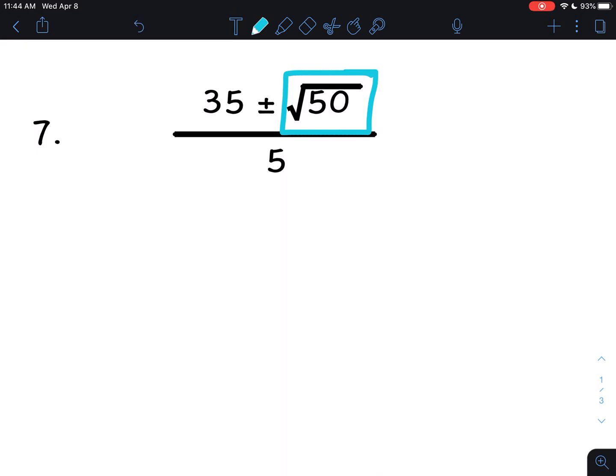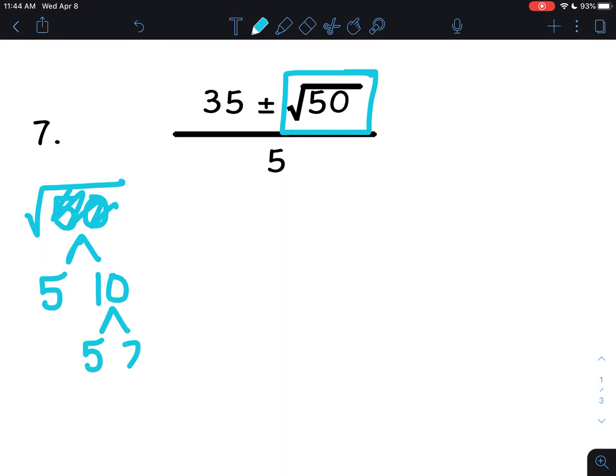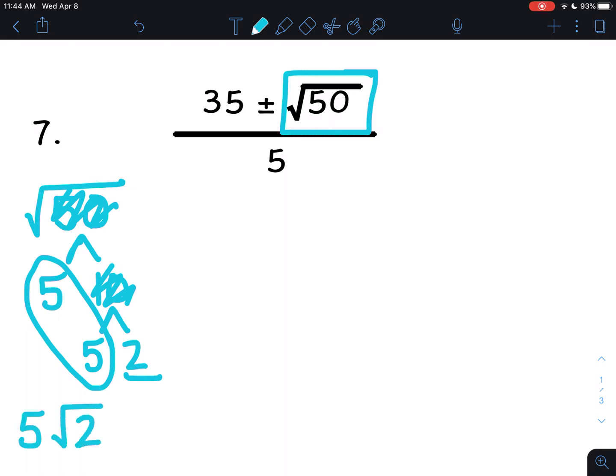Step 1, plug that in your calculator. Square root of 50 is not going to give you a whole number, so you need to simplify. 50 is divisible by 5 and 10. 5 times 10 is 50. 5 is prime. 5 times 2 is 10. I have 2 5s, so I circle them. I have 1 2, so I underline it. 5 radical 2 is the simplified form of the square root of 50.